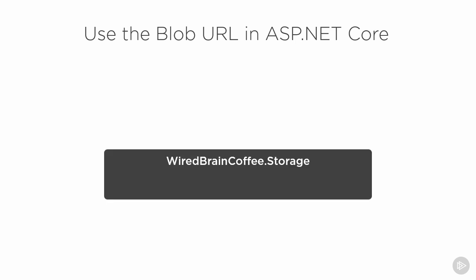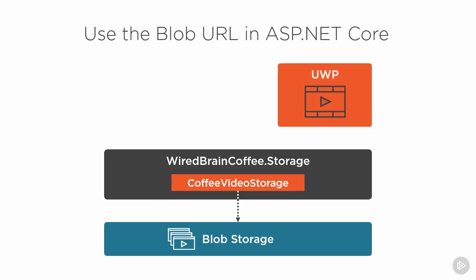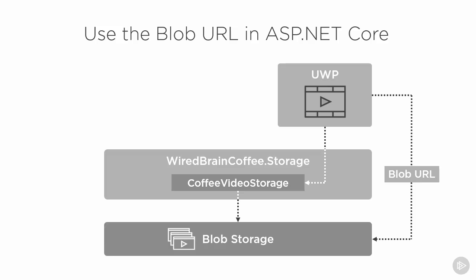The Wired Brain Coffee Storage .NET Standard class library contains the Coffee Video Storage class. In this class you have implemented the logic to access blob storage. The UWP application built by the Wired Brain Coffee developers uses the Coffee Video Storage class to manage the blobs in blob storage. But it also accesses the blobs directly via their URLs. The blob URL is used as a source for a media element in the UWP app that allows a user to play a video. Now all of this is done.